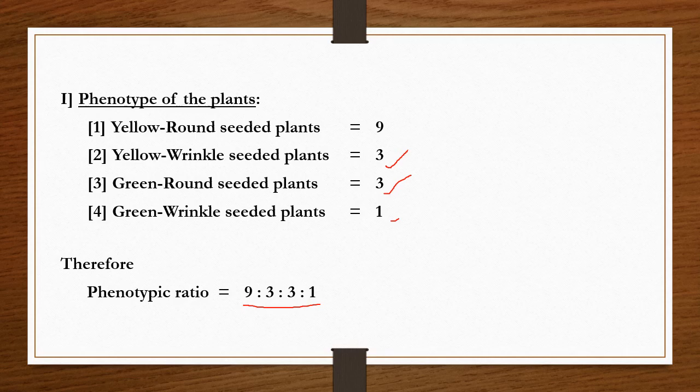So if you recollect the monohybrid cross, the phenotypic ratio is 3 is to 1. There were only two gametes, that means only one pair of characters we considered, but in dihybrid cross we are considering two pairs of characters. That's why the number of offsprings is increased. As a result, the phenotypic ratio will also be increased. So 9 is to 3 is to 3 is to 1 is the phenotypic ratio in dihybrid cross.